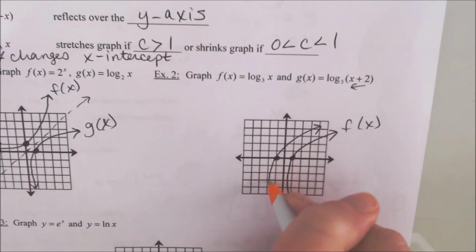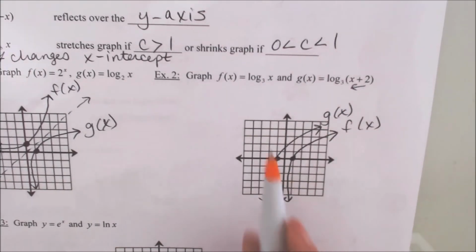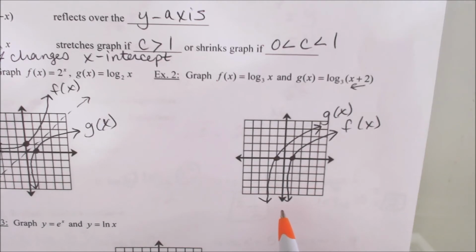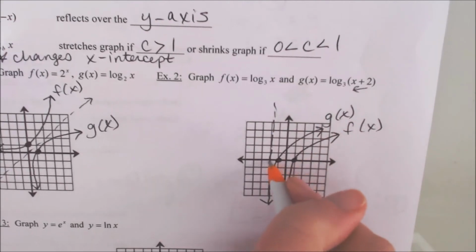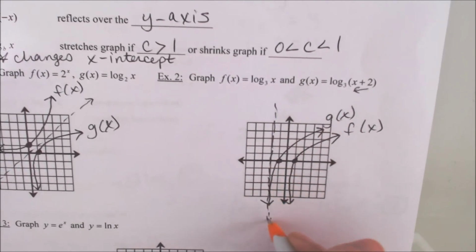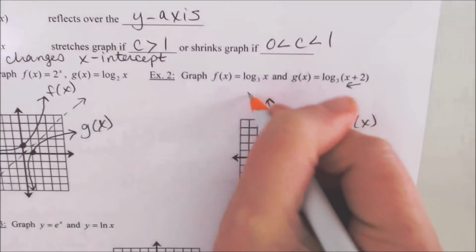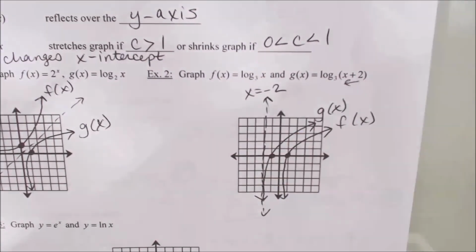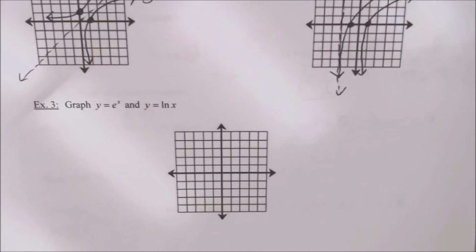Now, because this shifted horizontally, what else also shifted with it? We have a vertical asymptote, remember, at the y-axis. So if I move everything to the left 2 units, that vertical asymptote shifts as well. So go ahead and draw in the new vertical asymptote. If it was at x equals 0, now where's the new vertical asymptote going to be? At x equals -2.